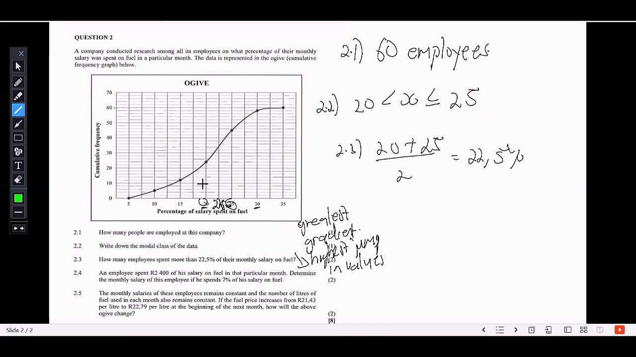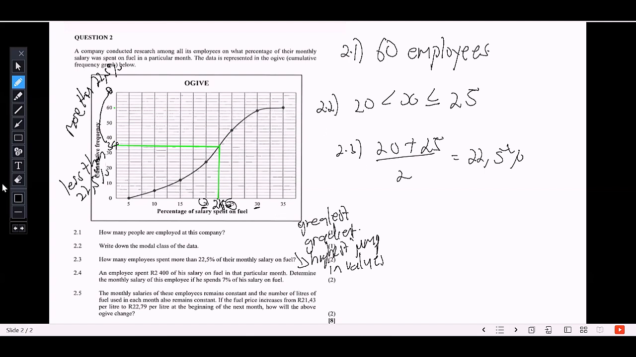So in order to get the number of employees that spent more than that for fuel, we just need to draw a straight line that will touch the ogive. And then from there on, we extrapolate that line to the y-axis. So there we go. That's 32 and then 34. So it's hitting at 34. And then all the way up, it's the ones that spent more than 22.5%. Then the ones below 34 is the one that spent less than 22.5% of their salary on fuel, right?